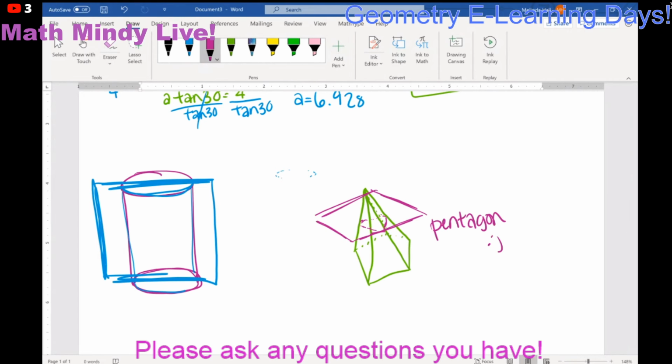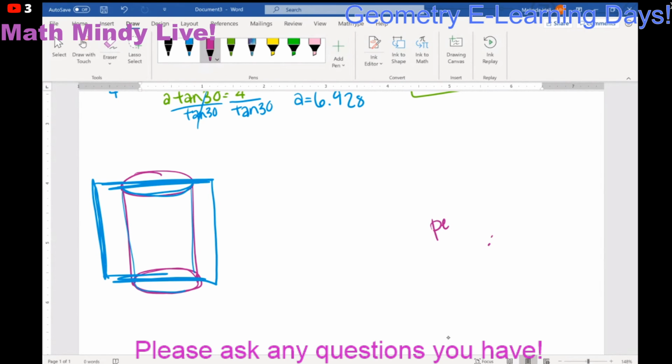Other random math things that we can do while we wait for questions. Oh my gosh, I have so many random dots. Boop, boop, boop. What else?